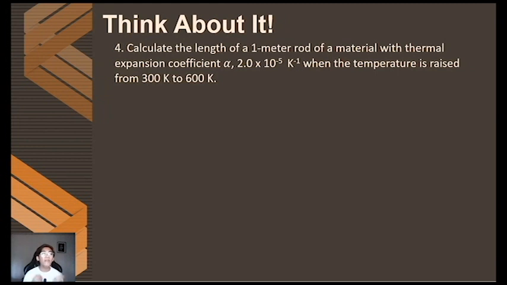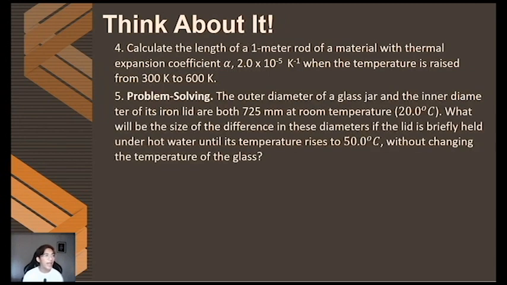Calculate the length of a 1 meter rod of a material with the thermal expansion coefficient alpha of 2.0 times 10 raised to the power of negative 5 per Kelvin when the temperature is raised from 300 Kelvin to 600 Kelvin. And lastly, the outer diameter of a glass jar and the inner diameter of its iron lid are both 725 millimeters at room temperature, 20 degrees Celsius. What will be the size of the difference in these diameters if the lid is briefly held under hot water until its temperature rises to 50 degrees Celsius without changing the temperature of the glass?